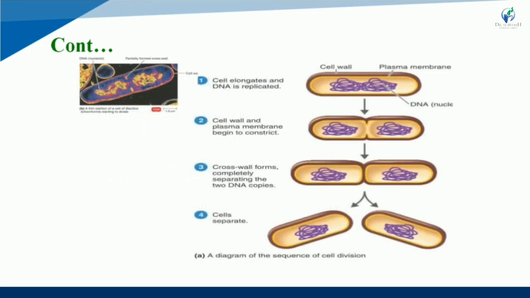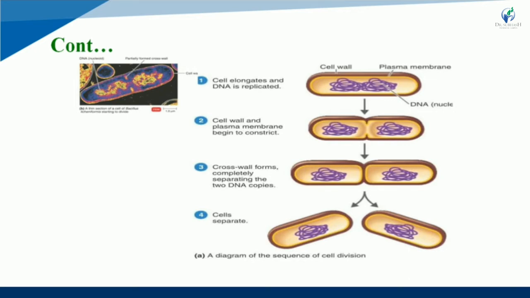This is the diagram of the sequence of cell division. In the first step, the cell contains a cell wall and plasma membrane. The outer layer is the cell wall. Inside the cell wall, the plasma membrane is present, and the internal structure is made up of DNA. In the first step, the cell elongates and DNA is replicated. So the DNA is separated out.